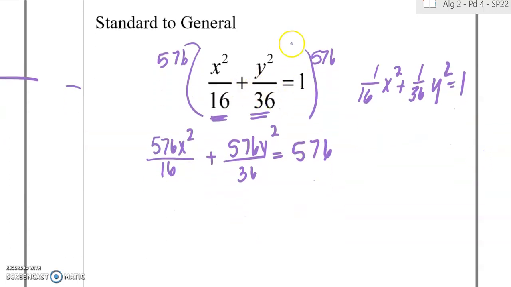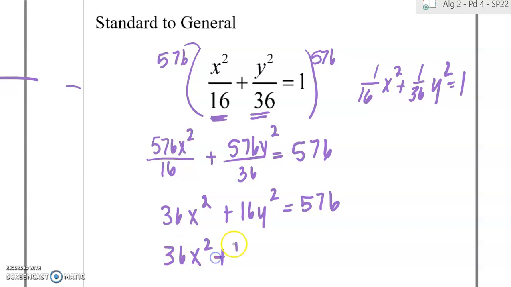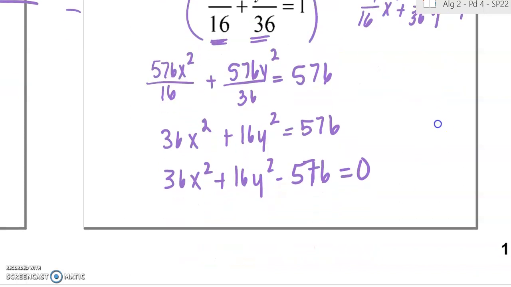Since I just multiplied them together, I know that 576 divided by 16 gives me 36x squared. I know that divided by 36 gives me 16y squared equals 576. And since there's no shift in the center, which means I don't have to FOIL anything out, the last move's just to make it 36x squared plus 16y squared minus 576 equals 0. And that's how it is.